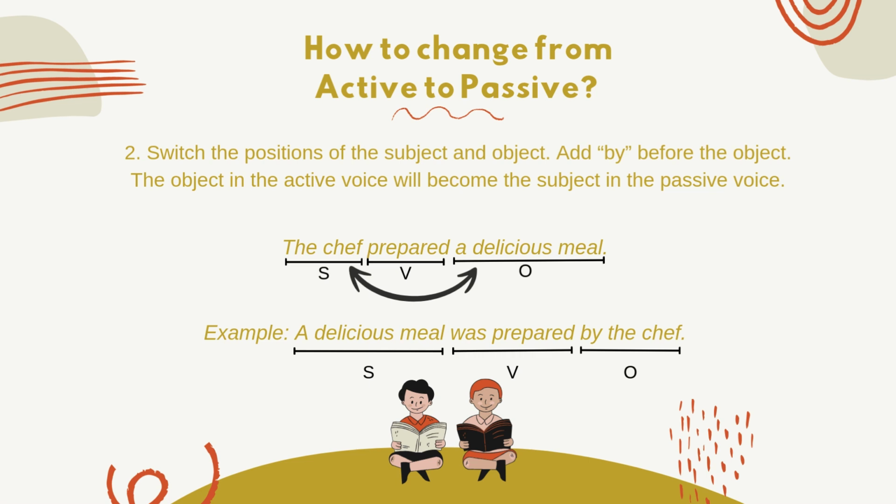When we change from active to passive, everything switches. All the roles switch. The object in the active voice will become the subject in the passive voice. Let's look at our example. So in the active voice, we had this sentence, the chef prepared a delicious meal. We switch between the subject and the object, a delicious meal and the chef. We will get this sentence, a delicious meal was prepared by the chef. Always remember to add by before the object in the passive voice.